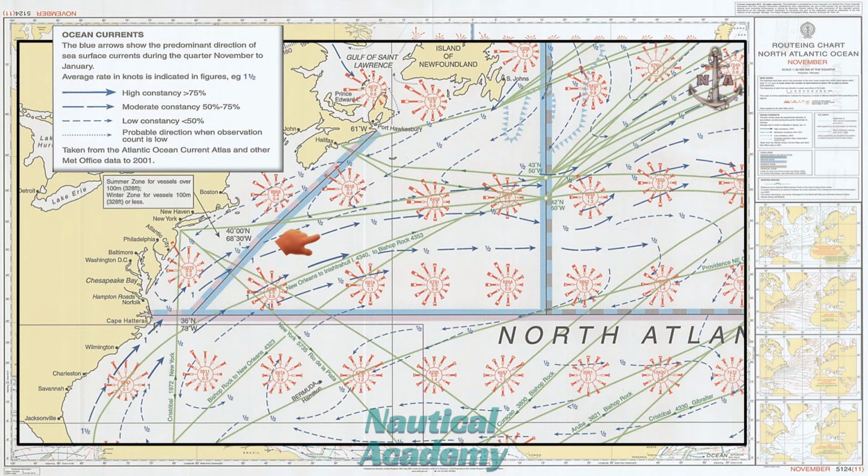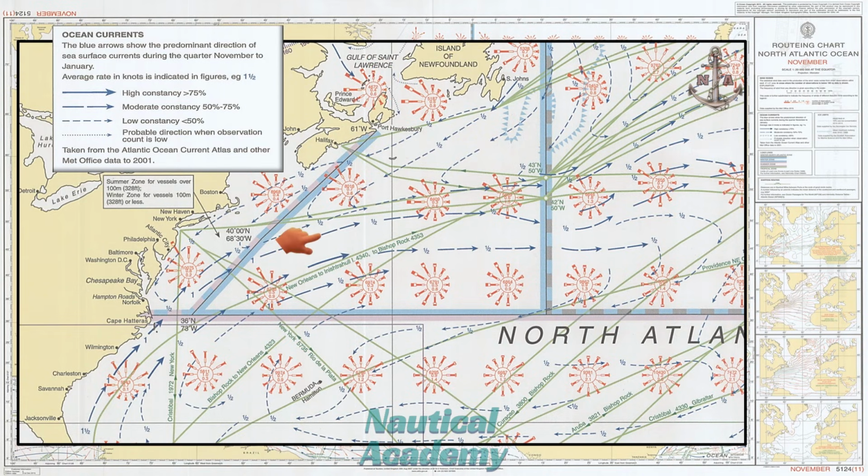A long dashed blue arrow indicates moderate constancy, roughly 50 to 75%. The current is common but not guaranteed, so include it with a margin of error. A more broken dash means low constancy, under 50%. The current is variable and should not be relied upon without local verification. A dotted arrow shows a probable direction based on few observations. This is indicative only. Verify before depending on it for navigation.